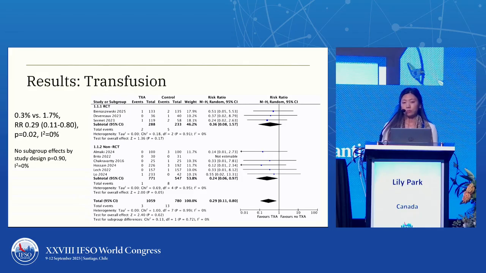When we did subgroup analyses by study design, RCT and non-RCTs, there wasn't statistical significance within each of the subgroups individually, but there were also no subgroup effects by study design with a p-value of 0.9 and I-squared value of 0%.